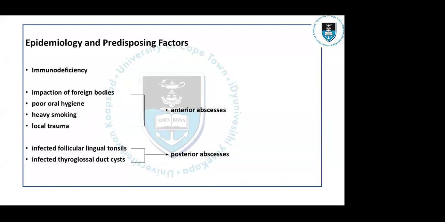For anterior lingual abscesses, predisposing factors include, most commonly, impaction of foreign bodies, whether it's a fish bone, a toothbrush bristle, or a toothpick, poor oral hygiene, that is poor dental and salivary health, heavy smoking, and local trauma. For posterior lingual abscesses, the most common factors are lingual tonsillitis and infected thyroglossal duct cysts.